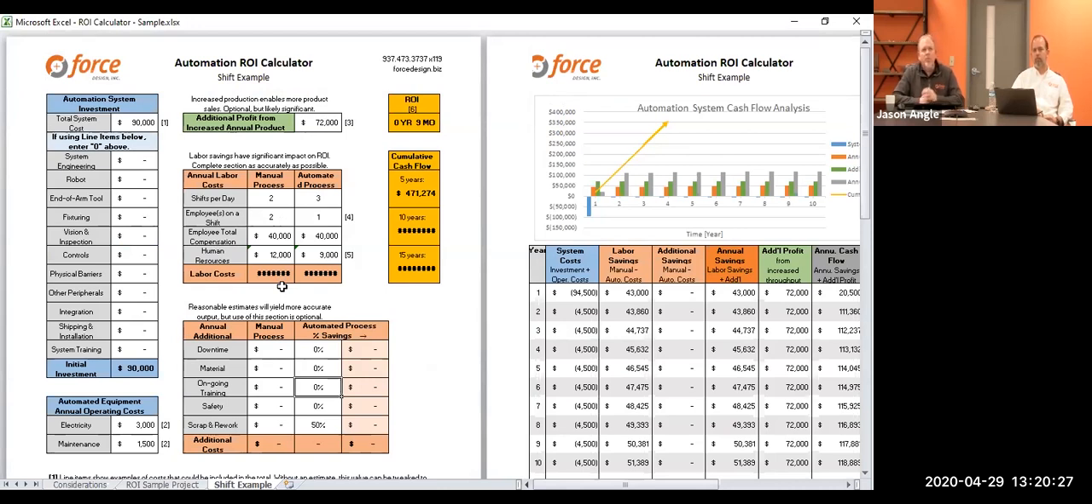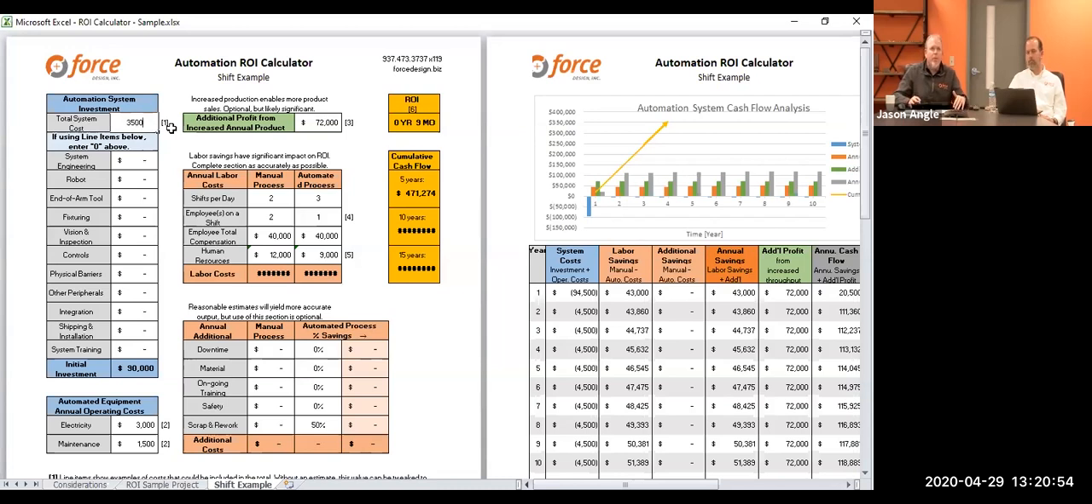So on this second example, one thing we see quite a bit is a manufacturing facility will have a manual process that they're running 3 shifts. And if possible, they'd like to automate that process and take it down to 1 shift. So we're just going to walk through this, and I'm going to fill in new values here. We're going to call this a pretty expensive system. We're going to put it at $350,000.